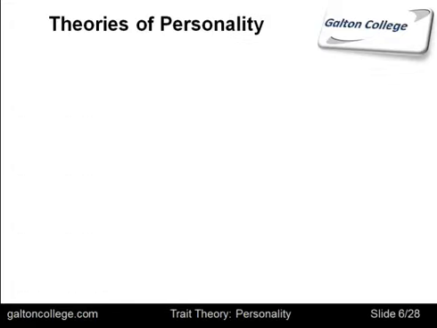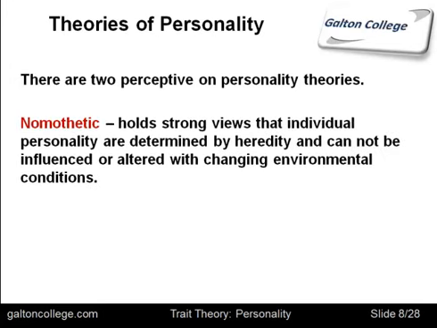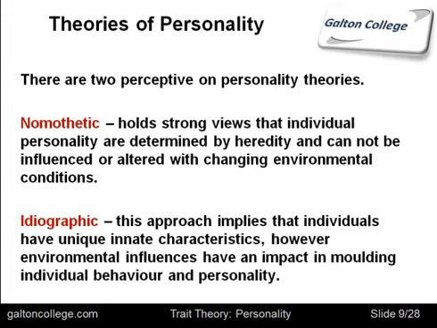So let's look at theories of personality. Well, there are two perceptive ways of looking at personality theories. First one is nomothetic. This holds the view that we are determined by heredity, and we're not influenced by the changing environmental conditions. Secondly, we have idiographic, and idiographic means that we are open to influence from the environment.